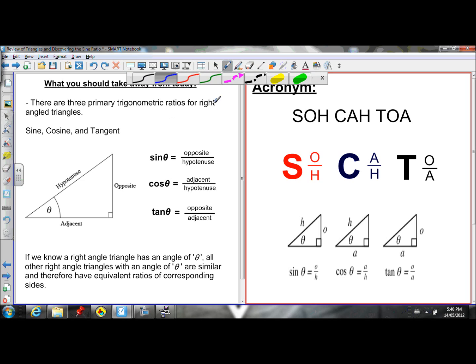Here's an acronym you can use to help you memorize it. The trig ratios: sine is equal to opposite over hypotenuse. Cosine is adjacent over hypotenuse. And tangent is opposite over adjacent. You can say this as SOH CAH TOA. SOH: sine, opposite over hypotenuse. CAH: cosine, adjacent over hypotenuse. TOA: tangent is opposite over adjacent.